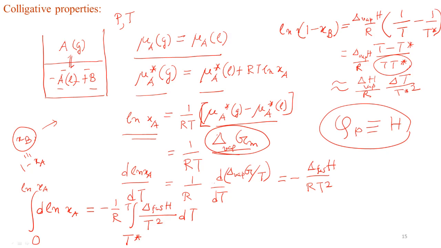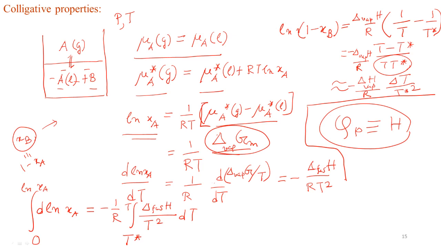This is just an approximation. So what we just saw is that there will be a negative sign here somewhere. It is 1 over T minus 1 over T star. So there will be, I guess, a negative sign here. So what we just discussed is that we gave a formalism to understand the elevation of boiling point.